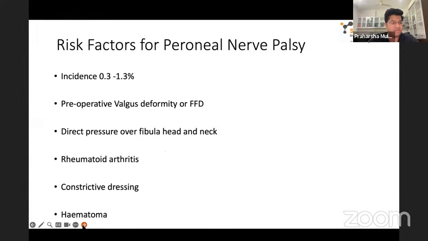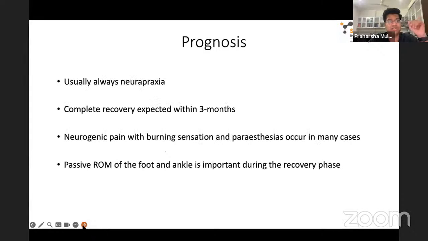Constrictive dressings placed after the surgery, a big problem. And an expanding hematoma with your blood thinners postoperatively, if you have to instrument that area for soft tissue releases. Usually, when you have to look at the prognosis of common peroneal nerve palsy and discuss it with your patients, it's a neuropraxia. So complete recovery usually occurs within 3 months. In our experience also, in these gross valgus deformities, the majority of the time the recovery happens within 3 to 4 weeks after surgery.